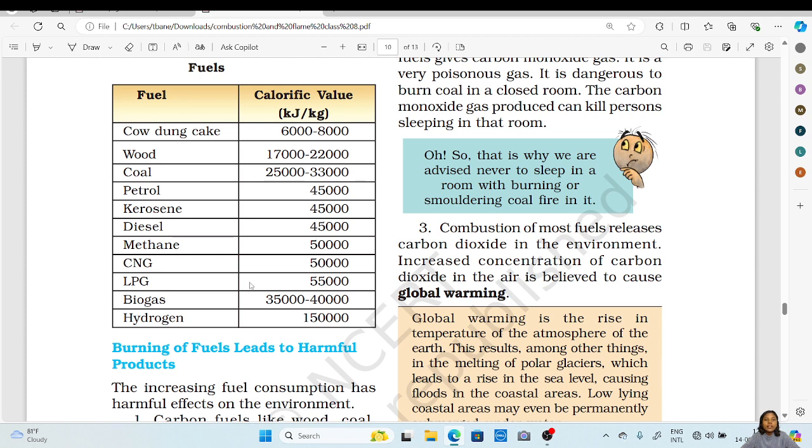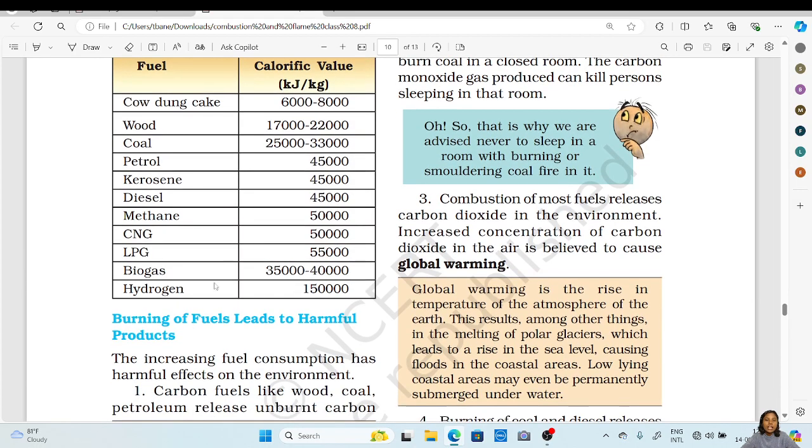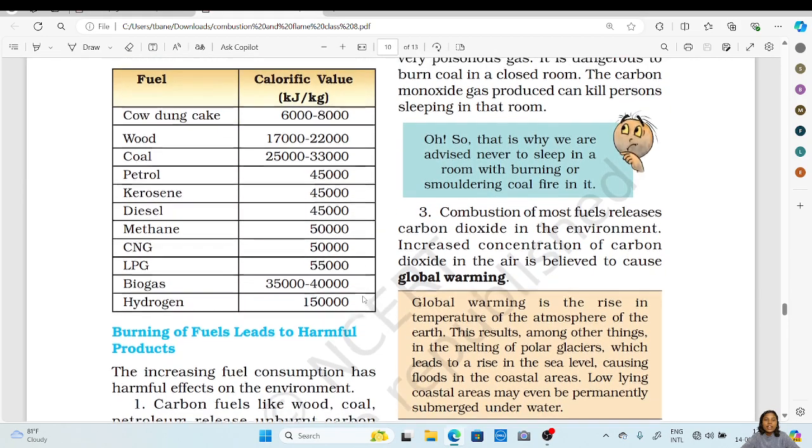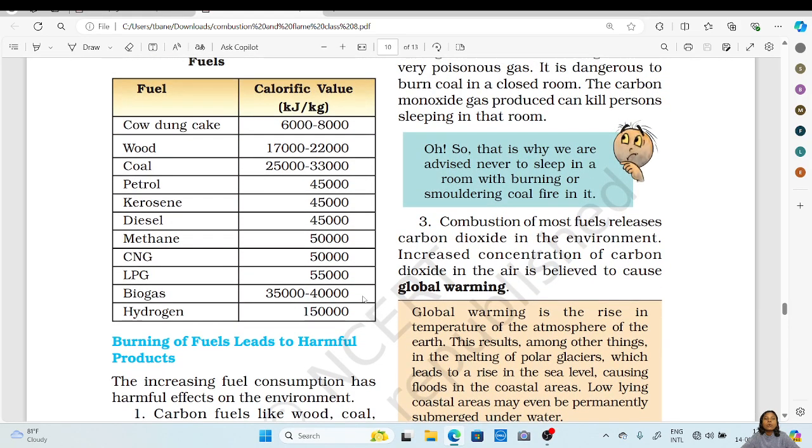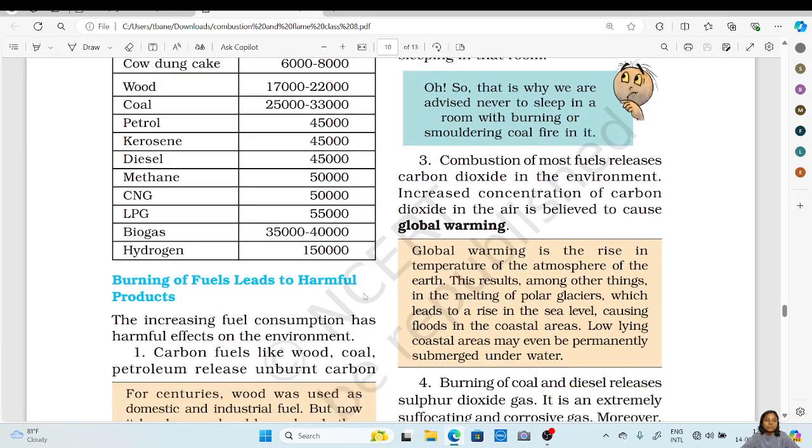That is almost the highest one. If we use LPG, CNG, methane, or coal and cow dung, LPG produces the highest. And lastly, the highest one is hydrogen, which has a calorific value of around 1,50,000.